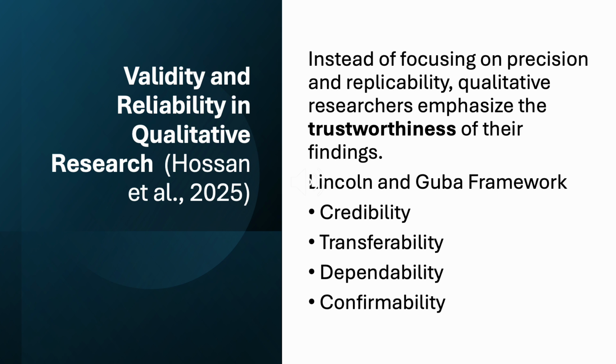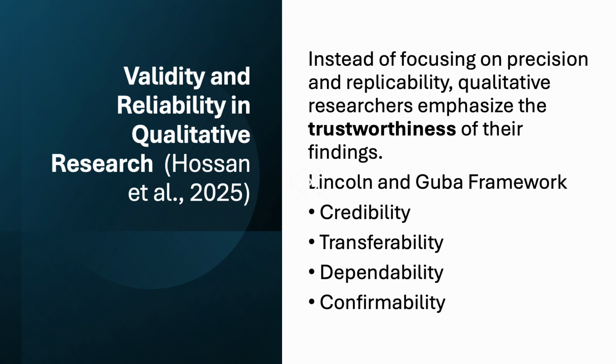Credibility refers to the truthfulness or believability of the research findings, ensuring that the research accurately represents the phenomena being studied. This is similar to internal validity in quantitative research, Bahrami and Nassiri, 2024. Transferability relates to how well research findings can be generalized or applied to other contexts or settings, which mirrors external validity in quantitative research, Shahzidi et al., 2025.